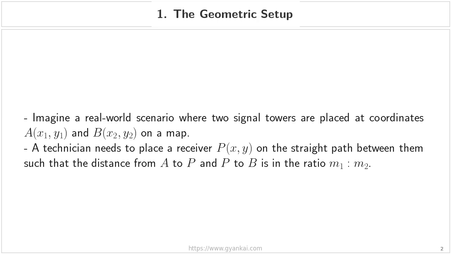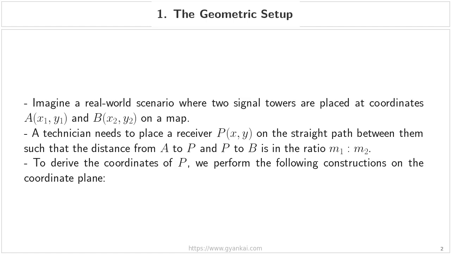The requirement is that the distance from tower A to the receiver P and from the receiver P to tower B must follow a specific ratio, which we'll call m1 to m2. To find the exact coordinates of this point P, we can't just guess. We need to perform some specific geometric constructions on our coordinate plane.